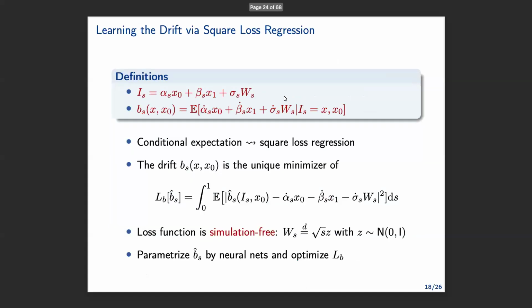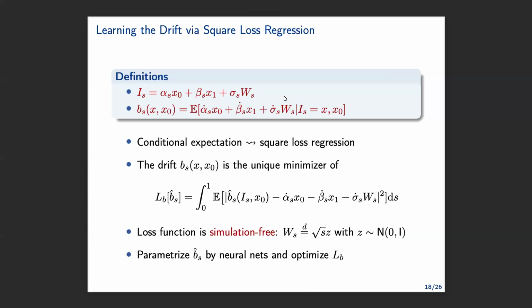So the question is, how do we learn b_s? It's the same story as the diffusion models. This is a conditional expectation, which means you can write it as the minimizer of a square loss regression. So here we can write down the following loss function. The drift b_s you want will be the unique minimizer of this loss function, where b_s hat of I_s, x_0 minus the term you want to condition on. That's just the quadratic minimization characterization of conditional expectation, due to the L2 optimality of conditional expectation. So this is the loss function you can use.